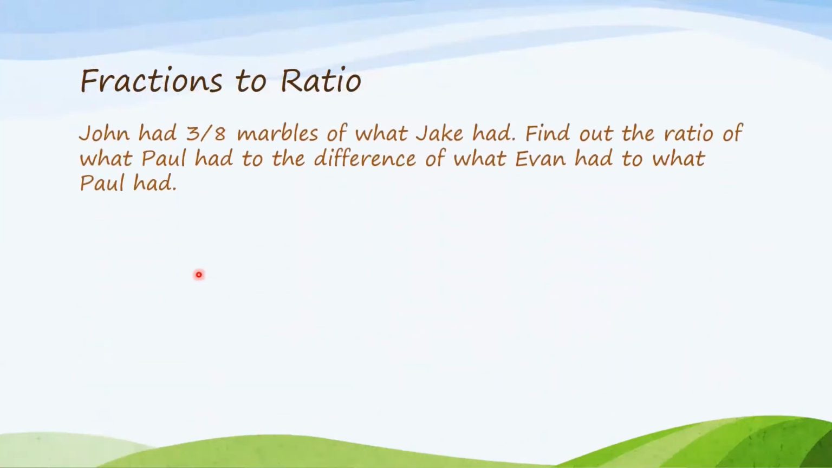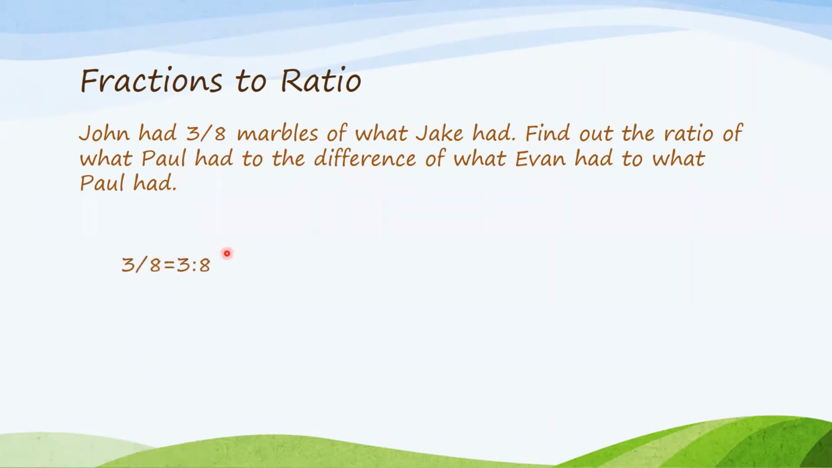Fractions to ratio. John had 3/8 of the marbles that Jake had. Find out the ratio of what Paul had to the difference of what... this was a mistaken name. I think it was supposed to be John to what Paul had.